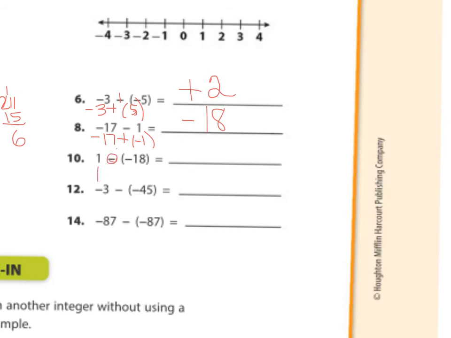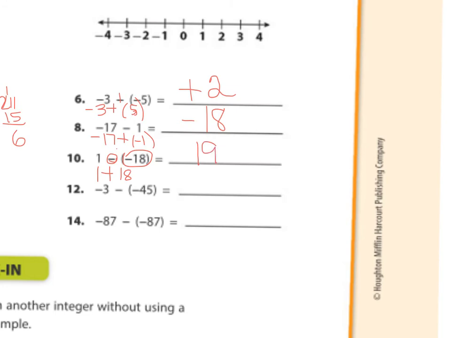Okay, number 10. Keep. Okay, let's flip this. And let's change this negative 18 to positive 18. And now we have a very easy problem. 1 plus 18. Everything's positive. So our answer is positive.